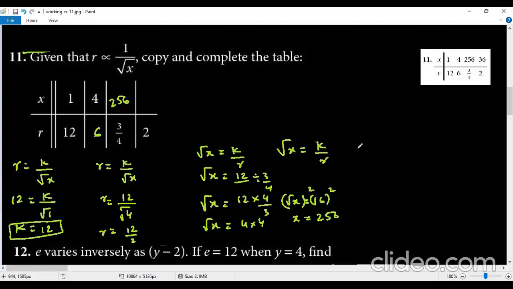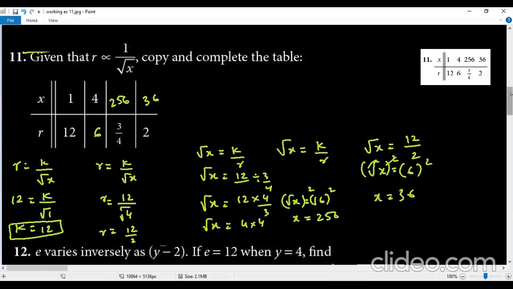Now we need to find out under root x. K value is 12 when the radius is 2. That means you will write a 2 here. Under root x equals 6. That means squaring both sides will cancel this. So x is equal to 36. You will write 36 here.